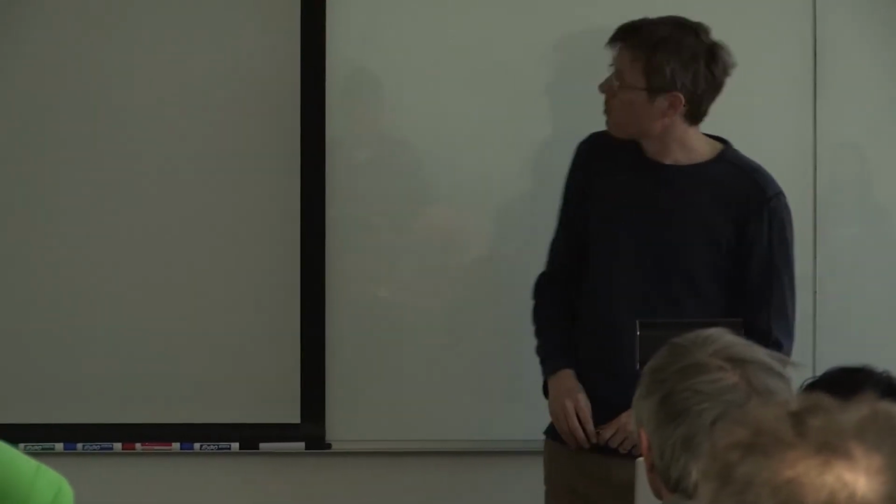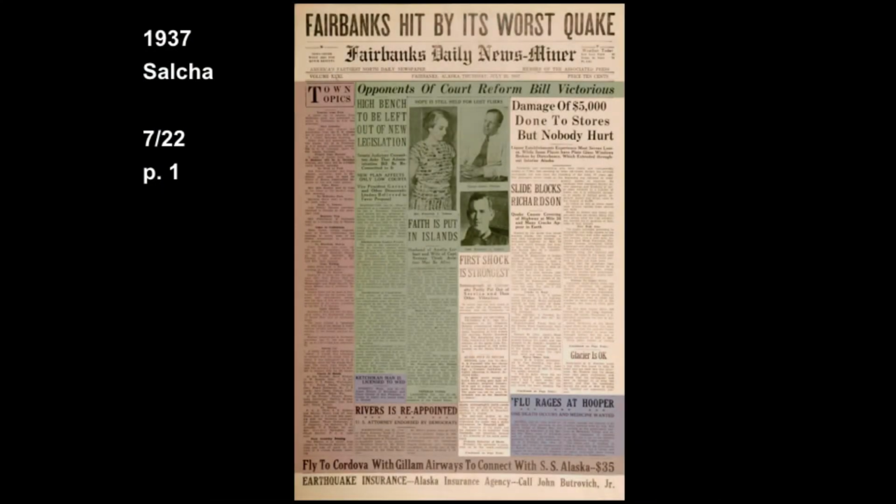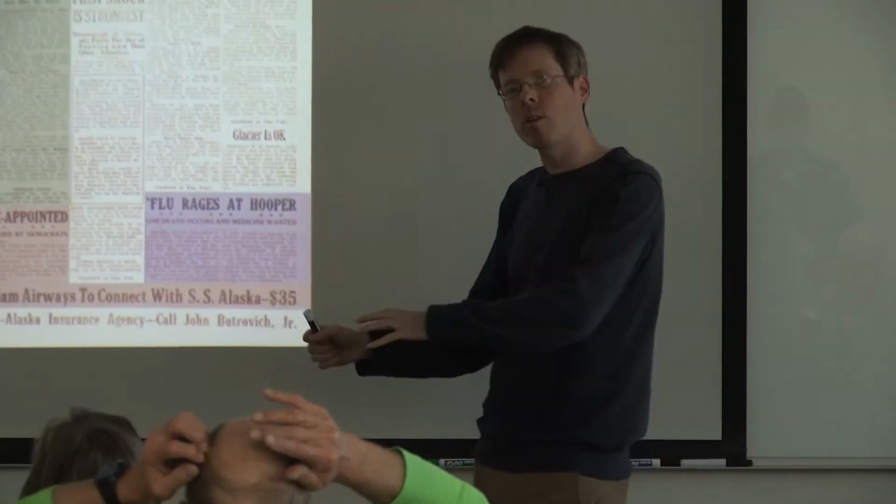Okay, black slide. Okay, 1937. This is kind of one of the big stories. 1937 was in Salcha, so a lot of coverage in Fairbanks. This was a 7.3 earthquake, the biggest close earthquake we've ever had.